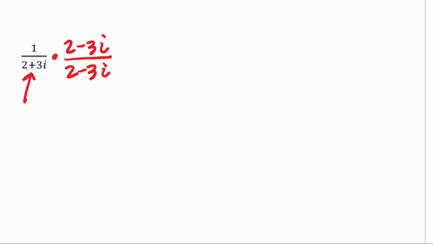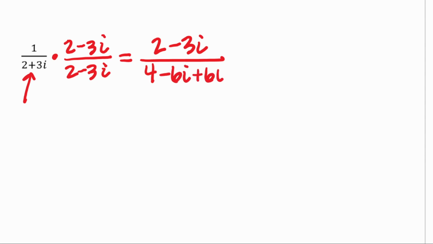Now when I go to multiply the numerator, that's just not going to change because I'm multiplying by 1, so 2 minus 3i. But in the denominator, I'm going to multiply 2 times 2, that's 4, 2 times -3i, -6i, positive 6i, and then the last 2 would be 3i times -3i is -9i squared.